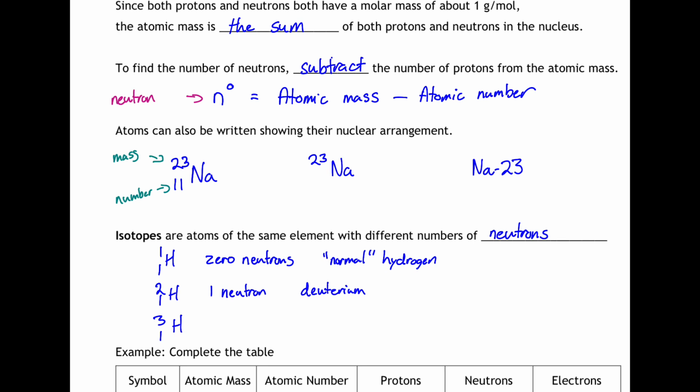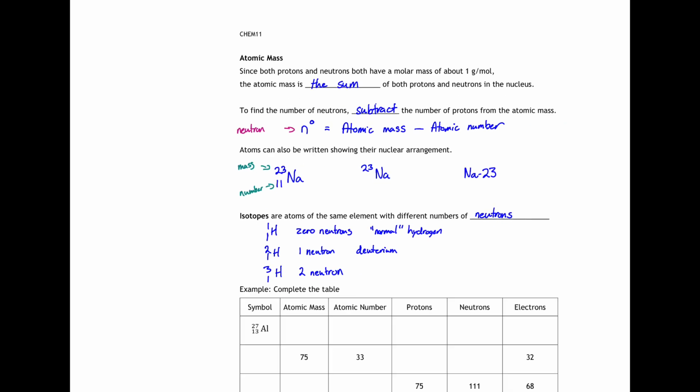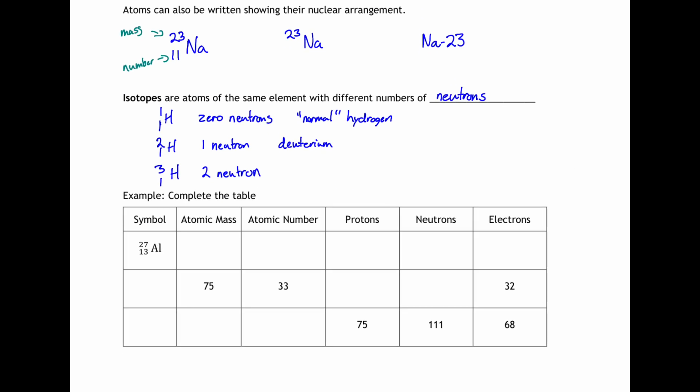So that's actually quite different. Most of the neutron changes come in much heavier elements, so it goes from weighing like 114 to 115. That's not that different. But when you go from 1 to 2, that's twice as heavy. You can also get this 2 neutron hydrogen. It's called tritium.